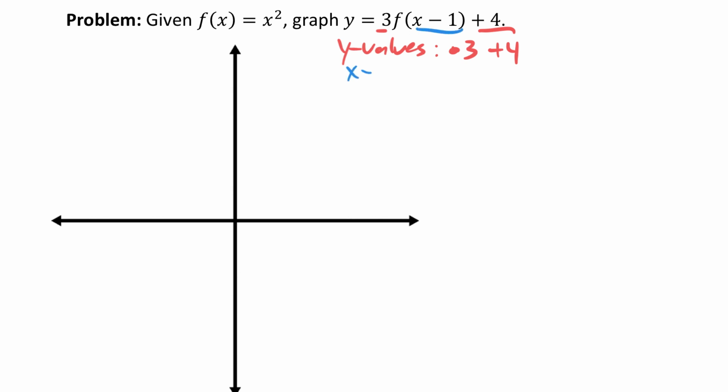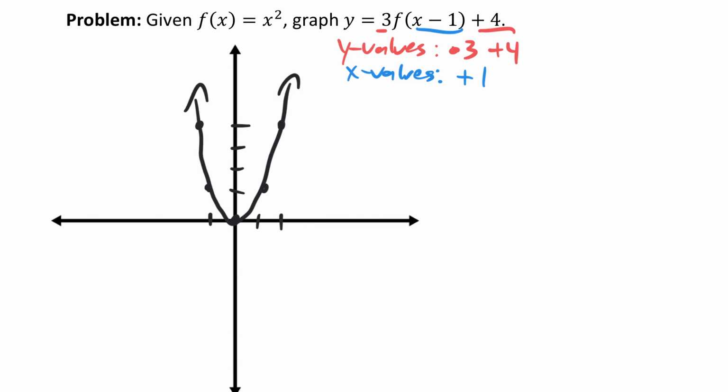Here, the x values, we only have one transformation to the x values, and we're going to add 1 to them. Remember, we do the opposite with the x. So first graph x squared, then apply these two transformations, and then get your new graph. All right, so we can start with our original graph. Maybe I'll do that in black here. 0, 0, over 1 up 1, over 2 up 4. So here's our original parabola.